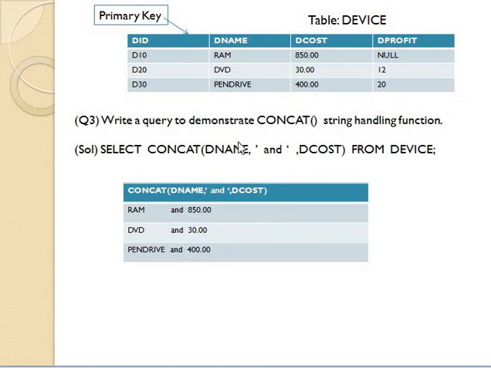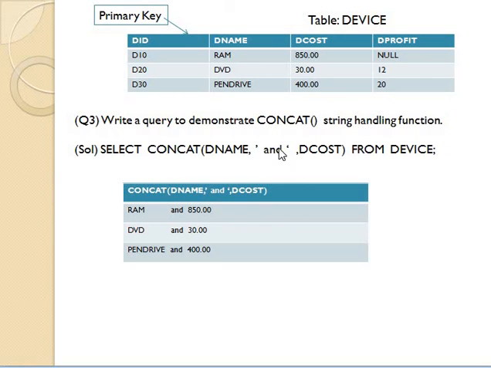Now the query that I shall write for this question is this: select concat of dname, the first argument, the string AND within quotation as the second argument, then the column dcost as the third argument from the table device. Now using the concat function, since the first argument is dname, I shall extract all the entries of the dname column into the output table. So this extracts RAM, DVD and pen drive into the output table exactly like this.